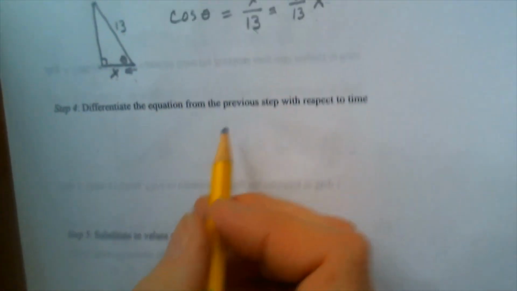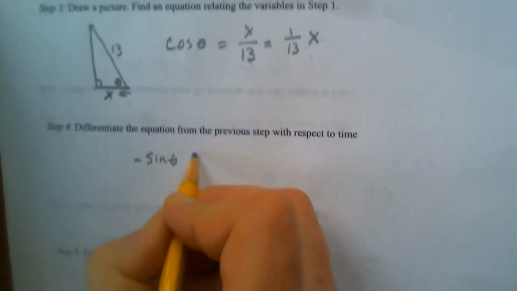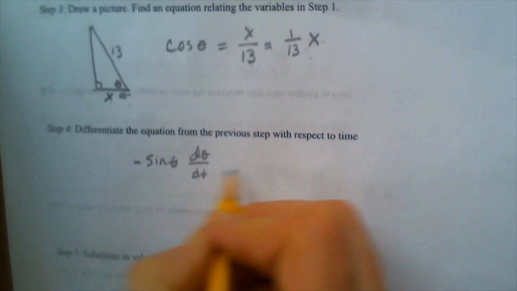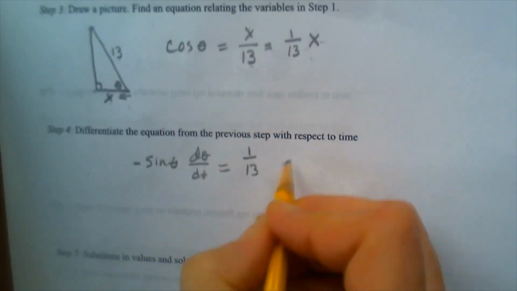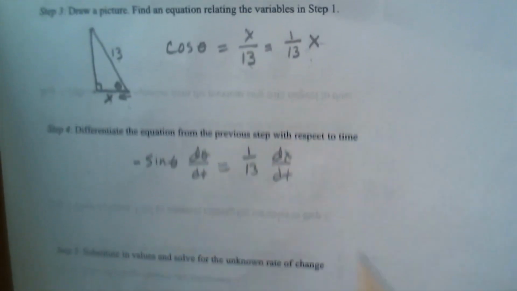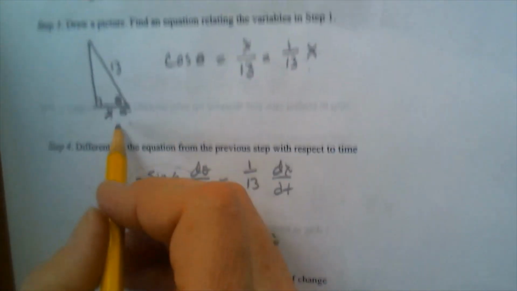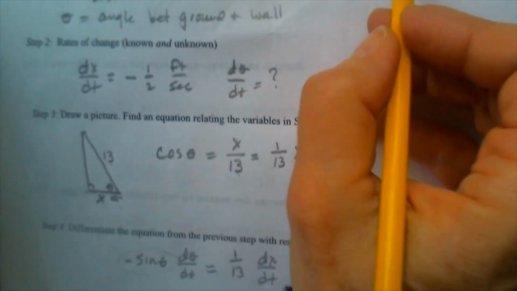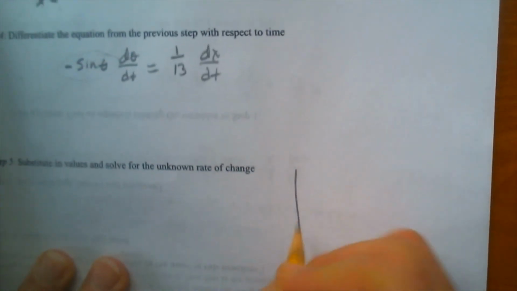So when we differentiate this equation, the derivative of cosine is negative sine of theta, d theta dt, is equal to the derivative of 1/13 x, which is 1/13, times dx dt. And now we substitute in the values. Well, what we don't know is the sine of theta right now, because we're told that this ladder is 2 feet from the wall, and in order to get a sine of theta, we need opposite over hypotenuse. So we're going to draw a little picture down here.